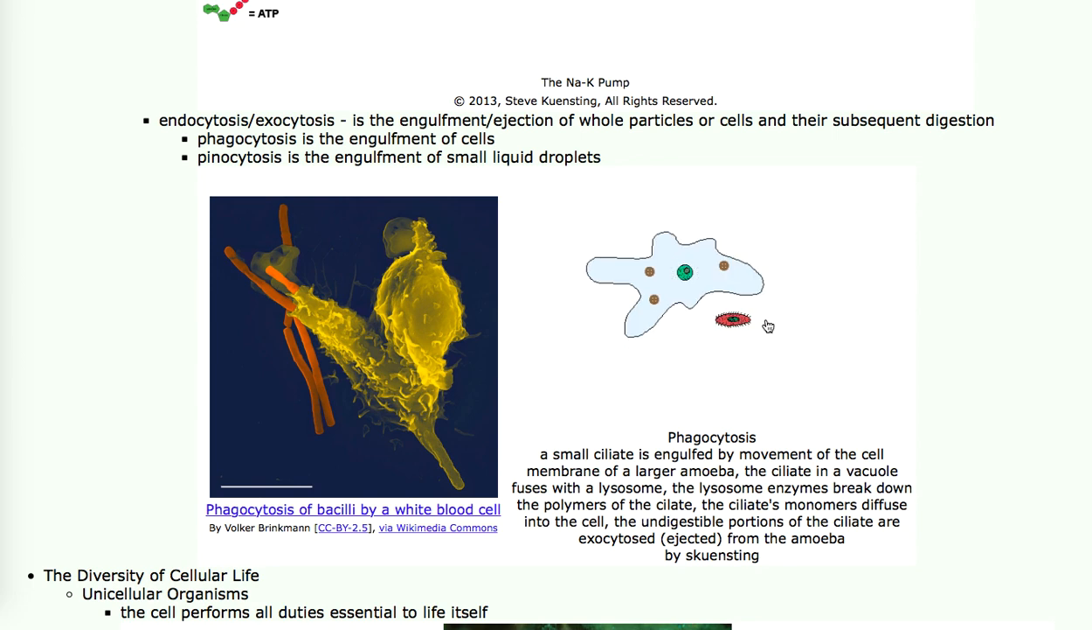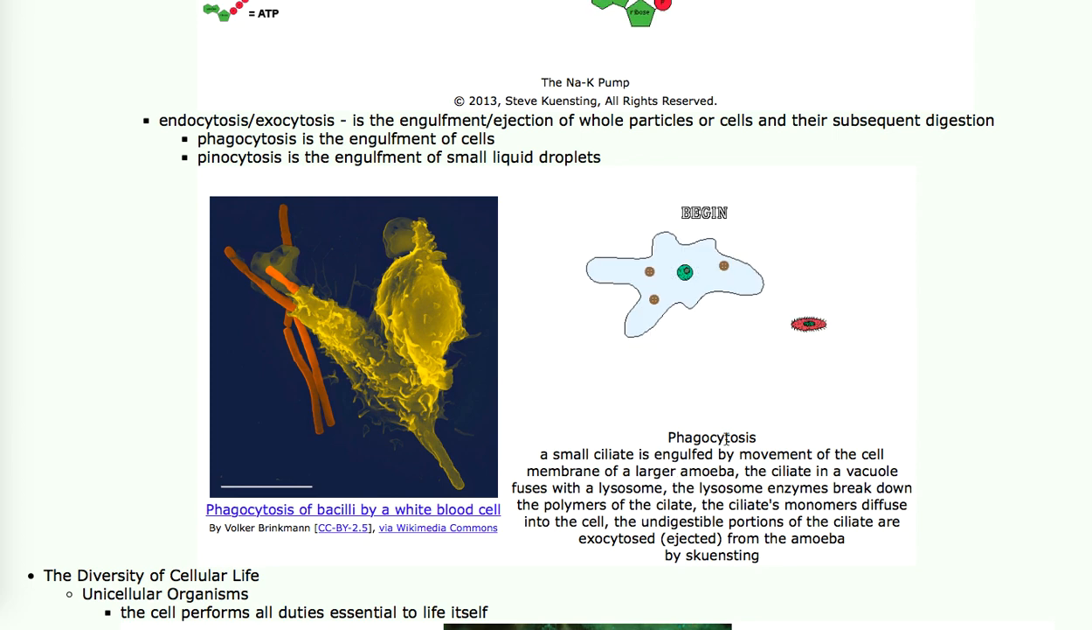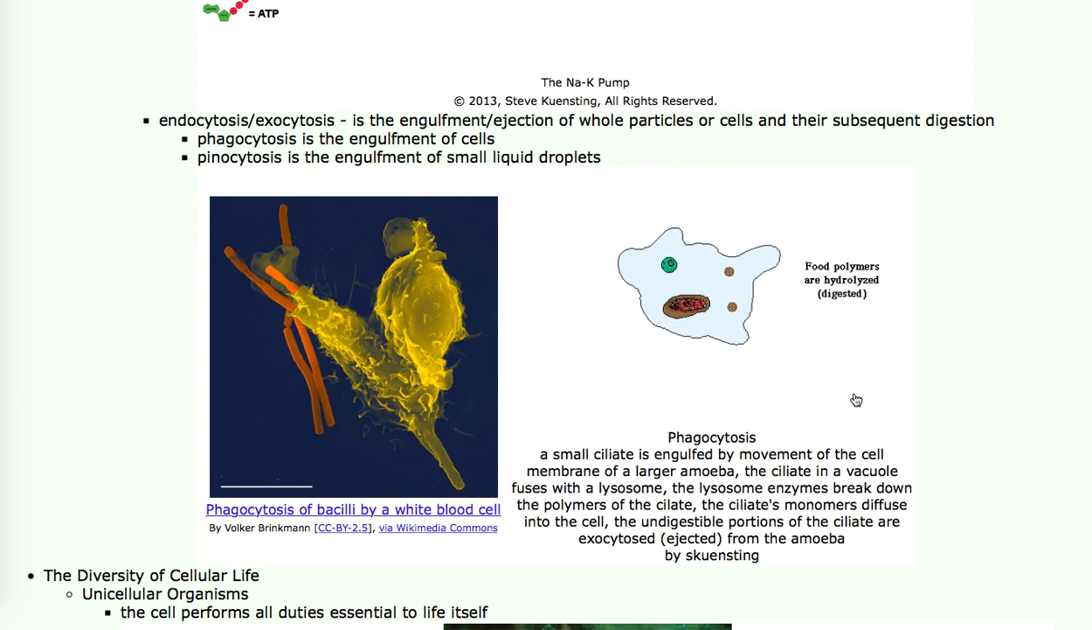Here comes the little microbe. It bumps into the white blood cell. The white blood cell surrounds it. It eats it, and then a lysosome fuses with this little food vacuole here that this bug is trapped in, and then it's digested. Now, in the story here, they call this an amoeba, and you can think of it as an amoeba, but this is exactly how your white blood cells work too. This is called phagocytosis.